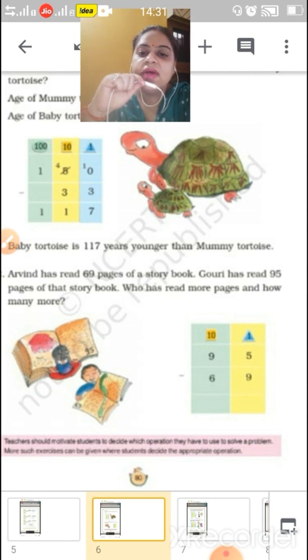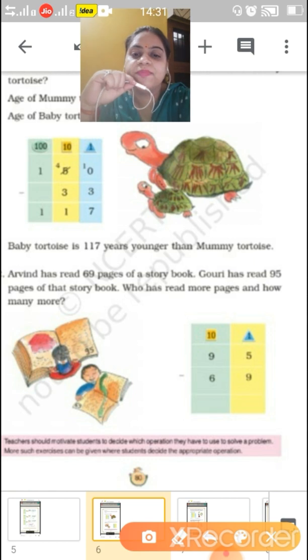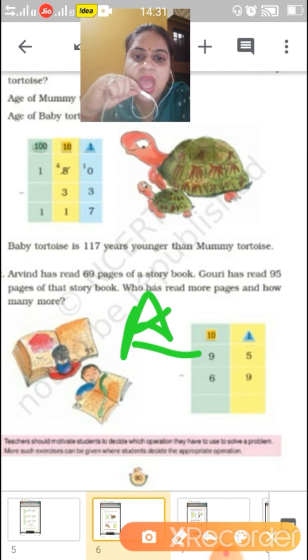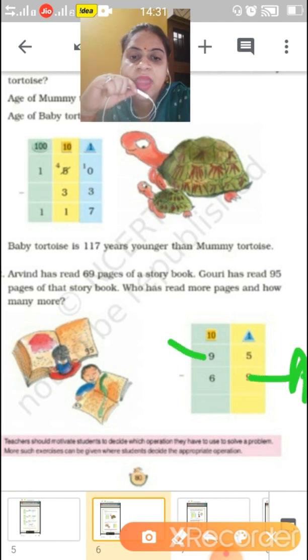Arvind has read 69 pages of a storybook. Gauri has read 95 pages of that storybook. Who has read more pages and how many more? So children, let's see. Arvind read 69 pages. Here we are denoting A. And 95 read by Gauri.